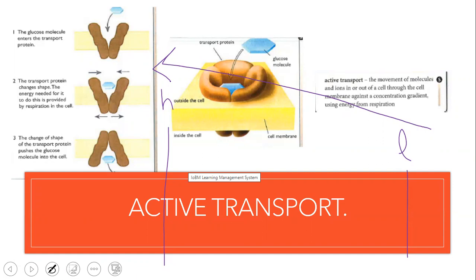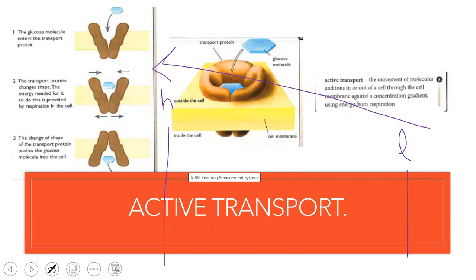That means even if you don't have any active energy, it will still work. But for this, you need to have energy present. And what is active transport? How will you guys define it? Active transport is the movement of particles from low concentration to high concentration against the concentration gradient.